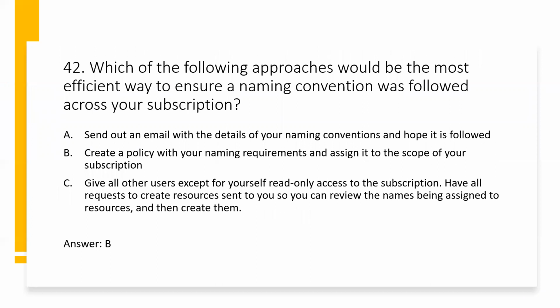Question 42. Which of the following approaches would be the most efficient way to ensure a naming convention was followed across your subscription? A. Send out an email with the details of your naming conventions and hope it is followed. Option B. Create a policy with your naming requirements and assign it to the scope of your subscription. Option B is the right answer.